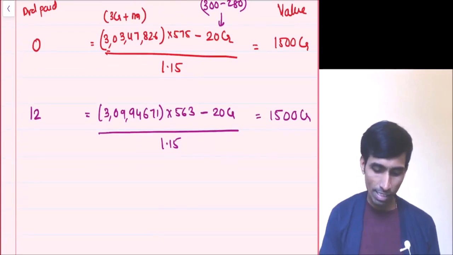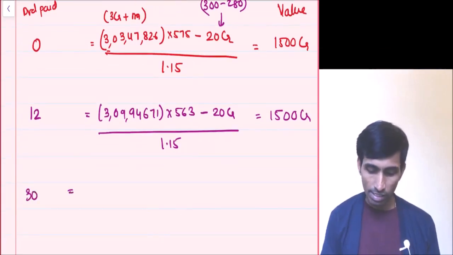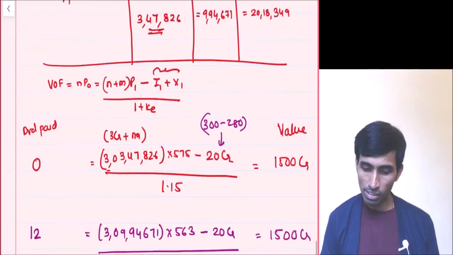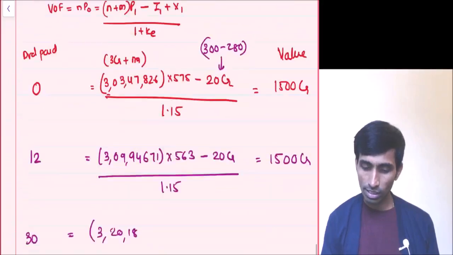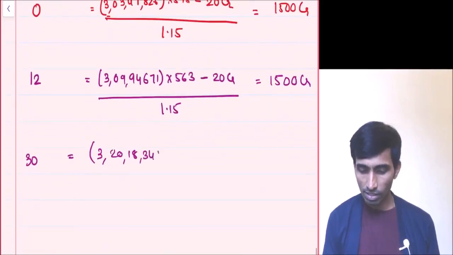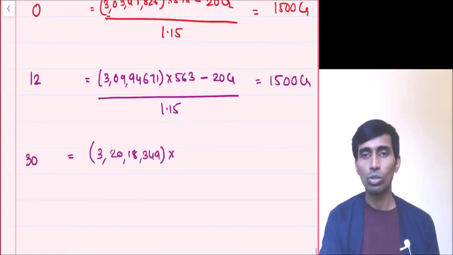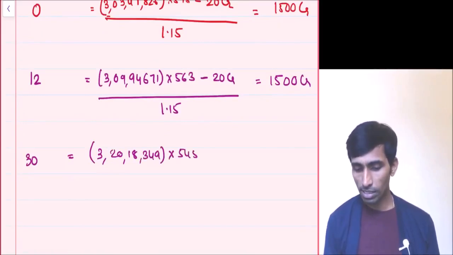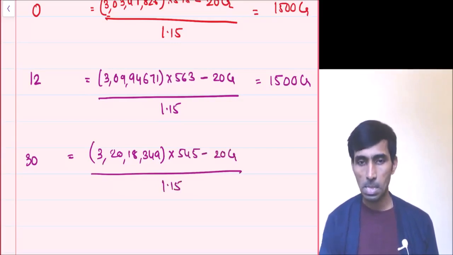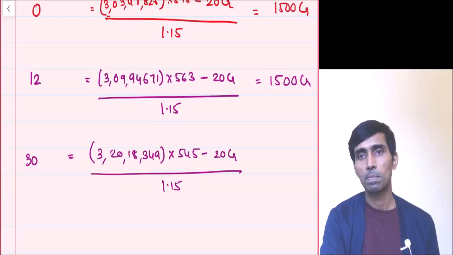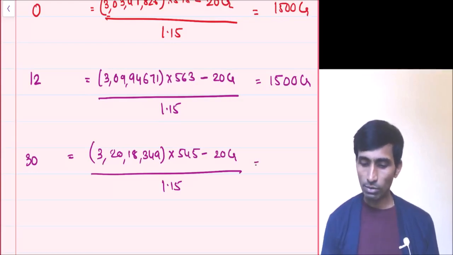Same way, if I pay 30 rupees, then 3 crore 20 lakhs 18,349, this many shares into, what was the price? The price was 545. Okay, minus 20 crores, the whole divided by 1.15. Again you will get what?